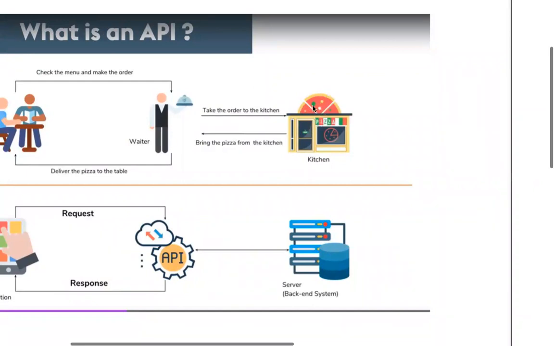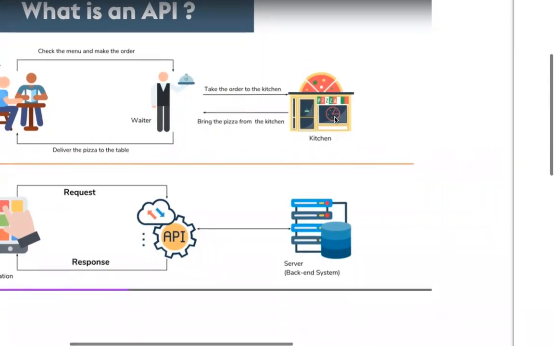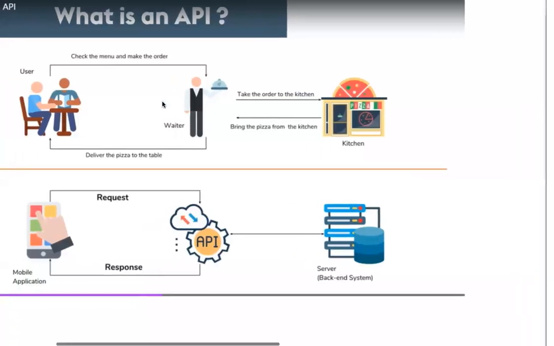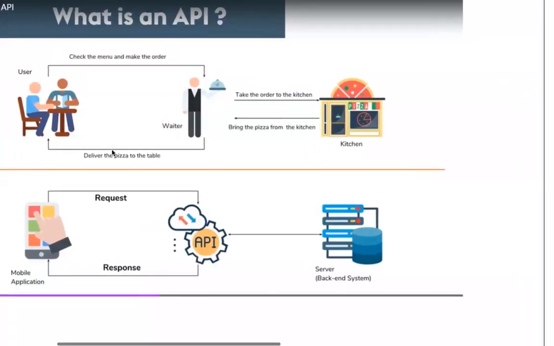The chef will take your request. Based on your request, he is going to prepare, and then he is going to provide a response back to the waiter. What will the waiter do? The waiter is going to take the same response and provide it to the end user. Here, the waiter will act as an API. Understood?